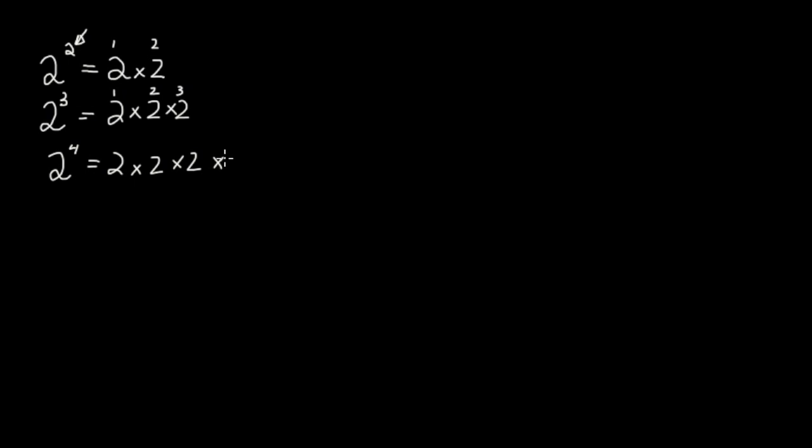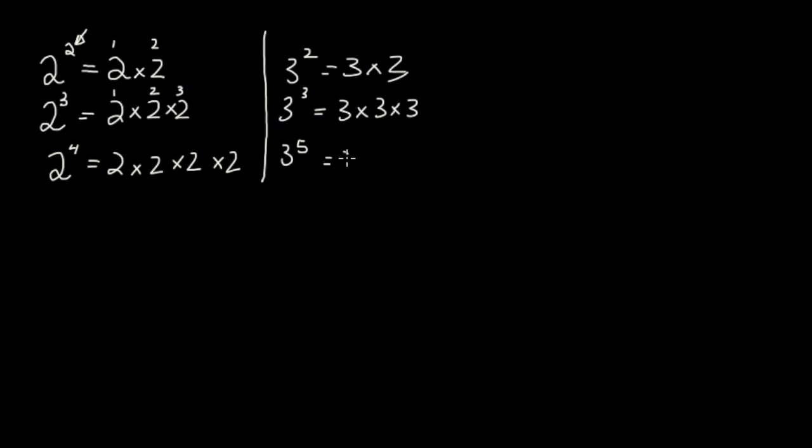Now, does the law change if we change the base? No, it does not. So if we have a base of 3 and we have it squared, or in other words, to the power of 2, it'll be equal to 3 times 3. If we have 3 to the power of 3, it'll be 3 times 3 times 3. If we have 3 to the power of 5, it'll be 3 times 3 times 3 times 3 times 3. Essentially, 5 terms, 1, 2, 3, 4, 5, for the fifth exponent.